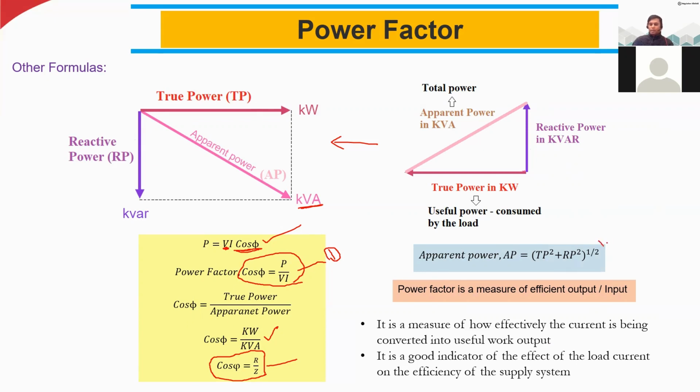And the apparent power is the same as in the previous one. So what is power factor? It's a measure of how effectively the current is being converted into useful work output. It means efficiency, and how efficiently we are using the source power. The power factor is just an indicator of the effect of the load current on the efficiency of the supply system.